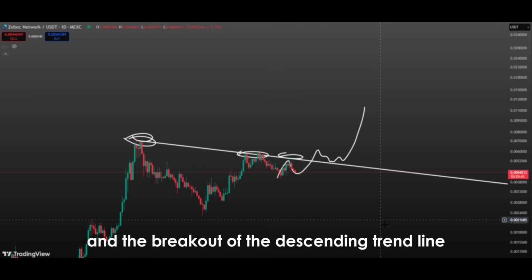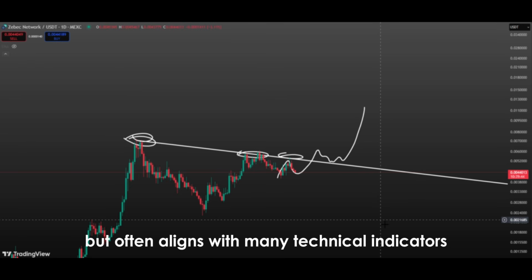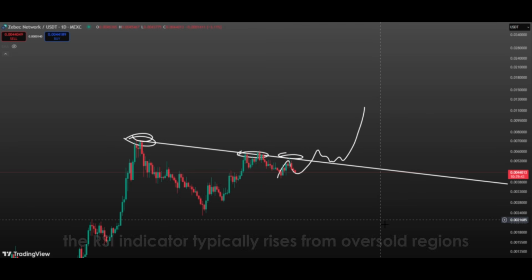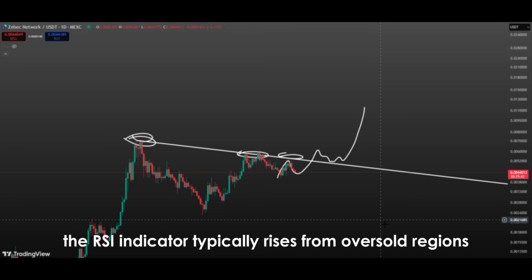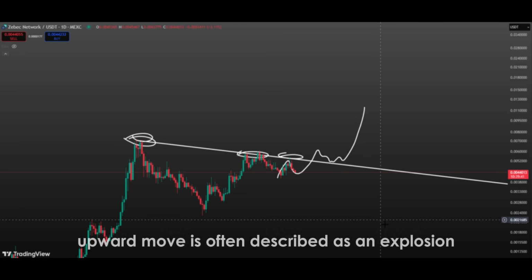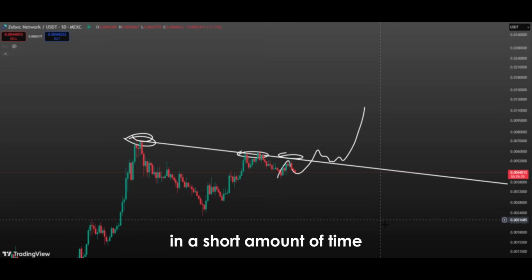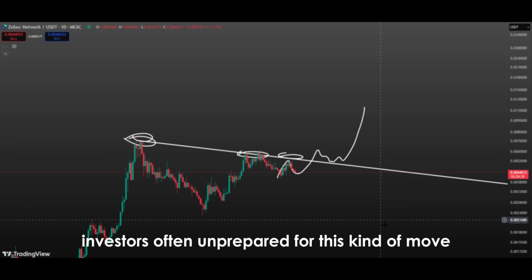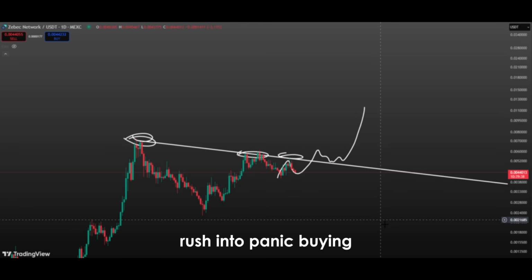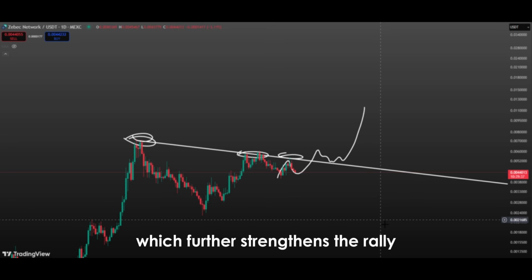In addition, the breakout of the descending trend line is not only a psychological shift, but often aligns with many technical indicators turning positive. For example, the RSI indicator typically rises from oversold regions before such breakouts. The post-breakout upward move is often described as an explosion because the price can cover huge distances in a short amount of time. Investors, often unprepared for this kind of move, rush into panic buying once they see the price accelerating, which further strengthens the rally.